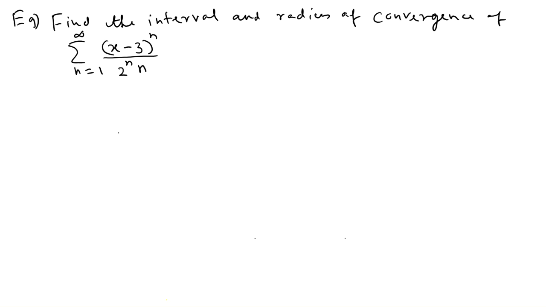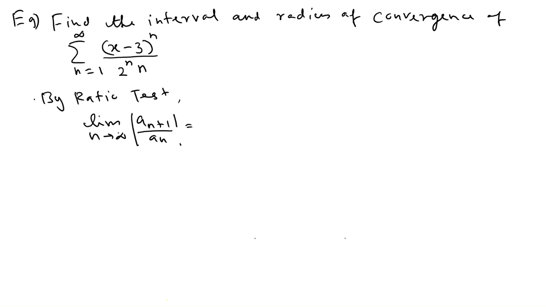So as before, we can use the ratio test. By the ratio test, we're going to look at the limit when n goes to infinity of an plus 1 over an. an means the nth term. So we look at the ratio. So this is the limit.